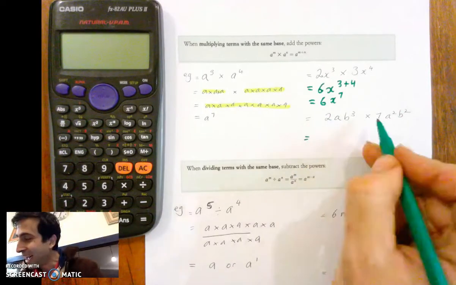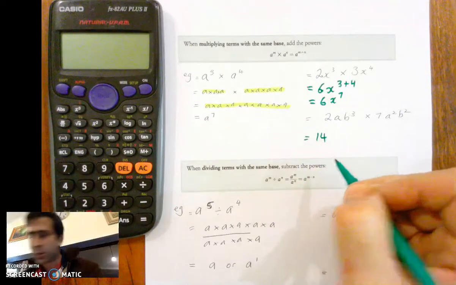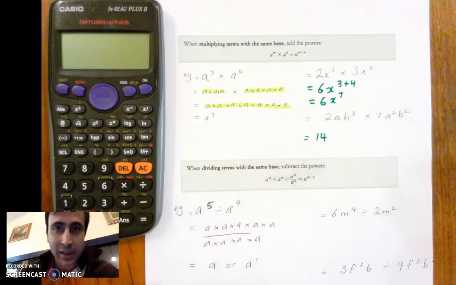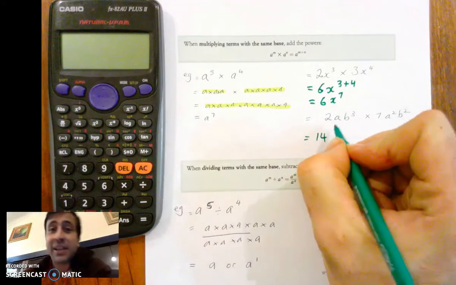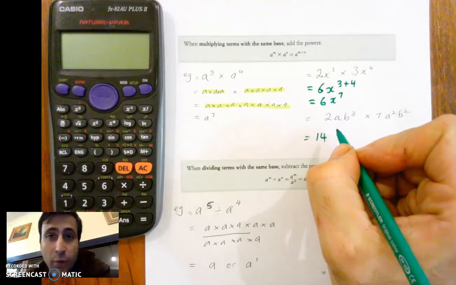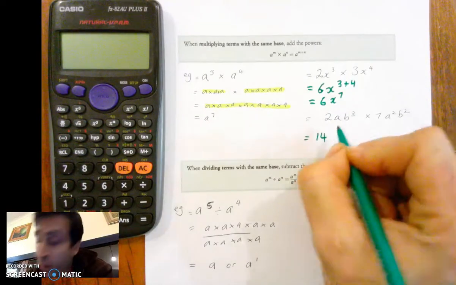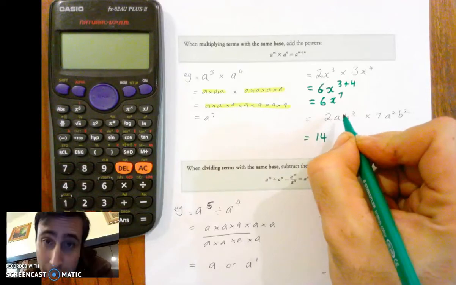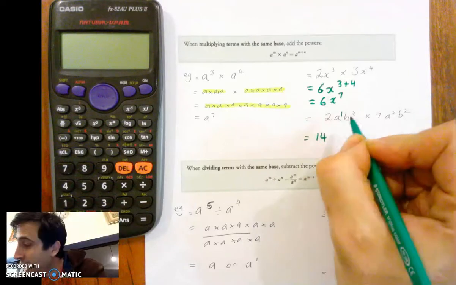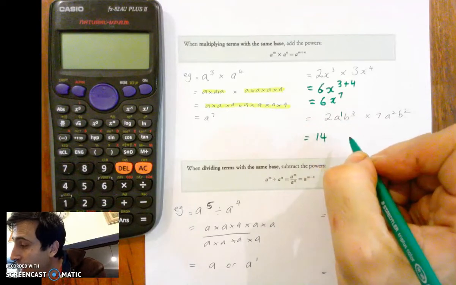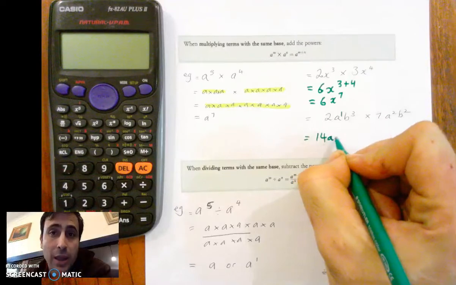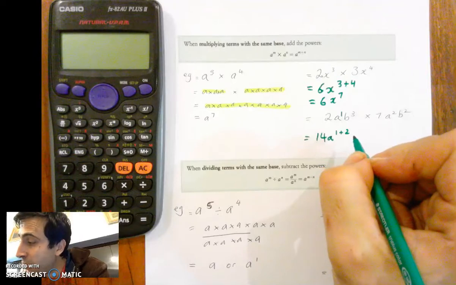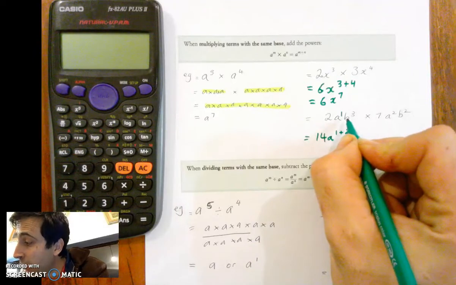Now we have a times a squared. Oh, this is a little bit complicated because this a actually has a power and it's not there. Anything that is just by itself, we can assume is a to the power of 1. So this is just like saying a to the power of 1 plus 2, and then now we do the b's. B to the power of 3 plus 2.